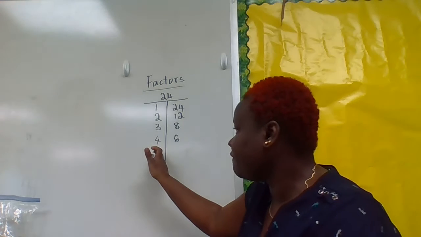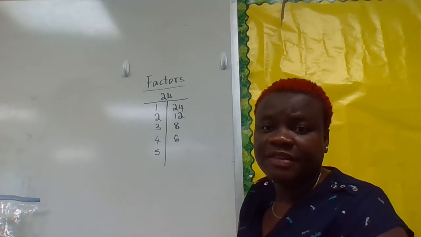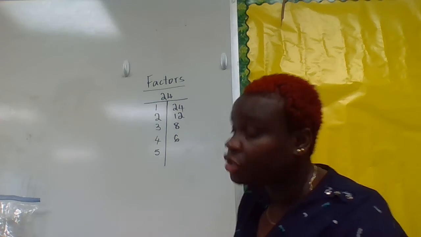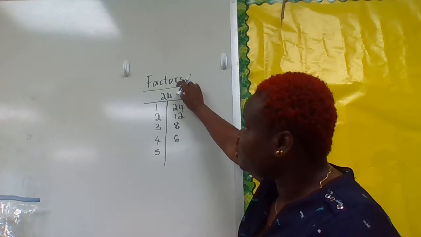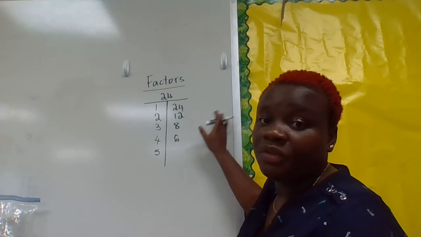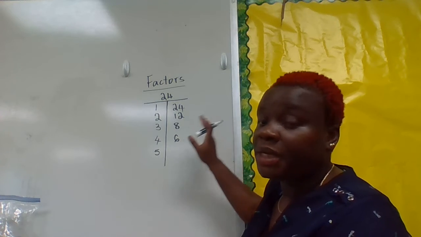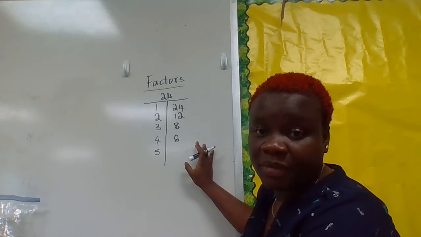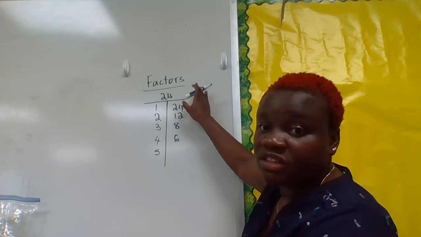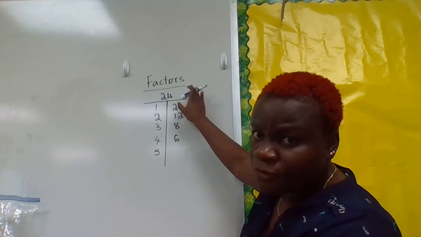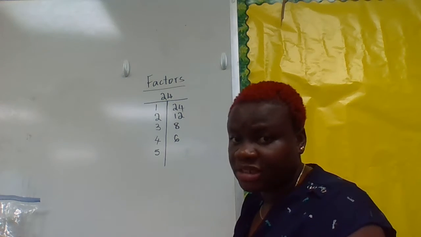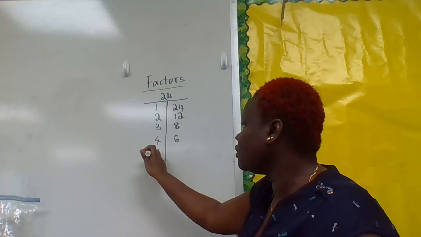Then I'm going to go with 5. I'm going to try 5 next. How many times can I get 5 out of 24 without leaving a remainder? So all of these numbers went into 24 evenly without leaving me with a remainder. But if I put 5 into 24, I'm going to be left with a remainder because 5 goes into 24 4 times and I'm going to be left with a remainder of 4. And I don't want any remainder. So I cannot use 5.